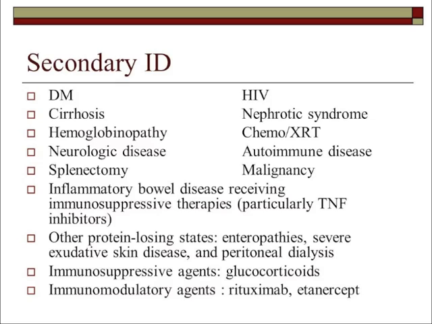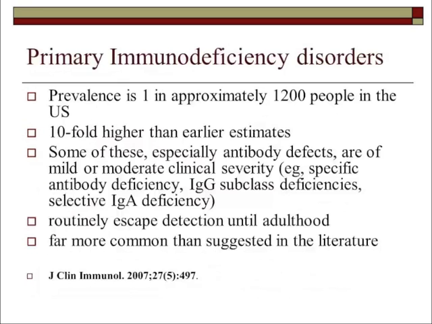And then at the bottom here, these are the more obvious ones, right? So immunosuppressive agents, glucocorticoids, or the immunomodulatory agents like rituximab, the anti-TNF inhibitors, etc. So these are the ones we're used to, and these are the ones that if there's no anatomic pathology, there's no secondary immune defect, then we're looking for the primary ones.